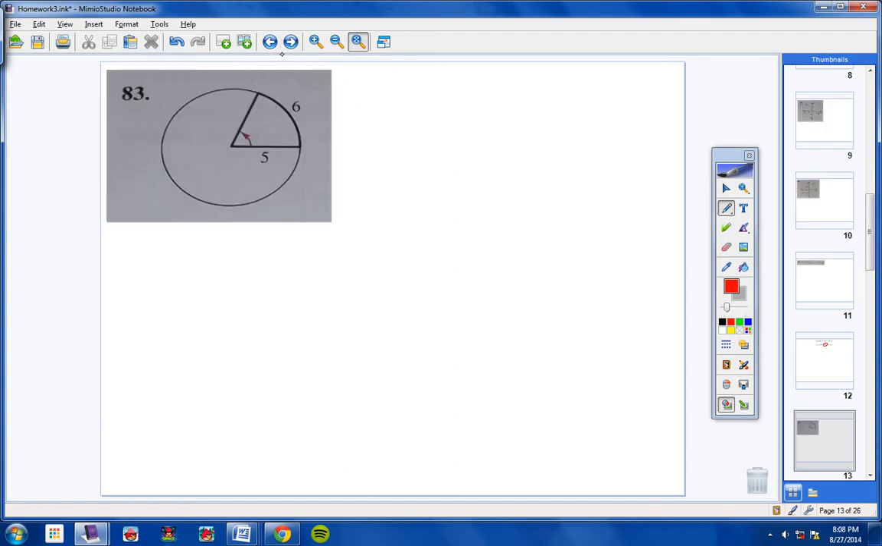Here we go. Numbers 83 through 86, the directions say to find the angle in radians. Remember, we have this formula that we have talked about, and it is theta equals S over R. Of course, S refers to the arc length that the central angle forms, and R stands for the radius. So we can do this pretty quickly. We are looking for theta. So theta equals S, the arc length, that's 6, over the radius, which is 5.